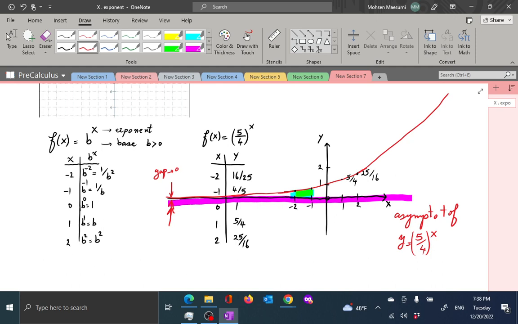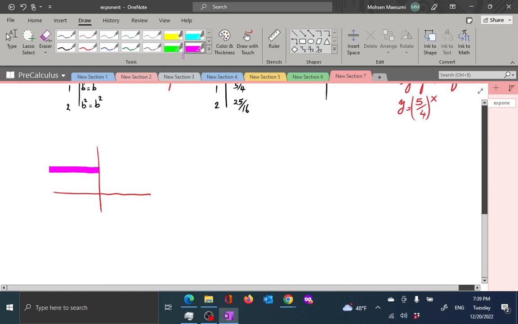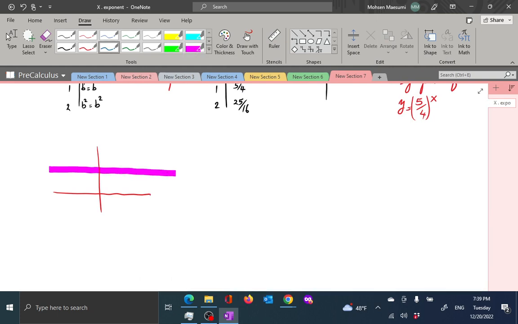Any line that has a property that its distance from the graph of a function shrinks towards 0 as you move away from the origin is called an asymptote. There are several types of asymptotes. If you have a function that comes close to its asymptote like this, then the asymptote is called the horizontal asymptote, for obvious reason.